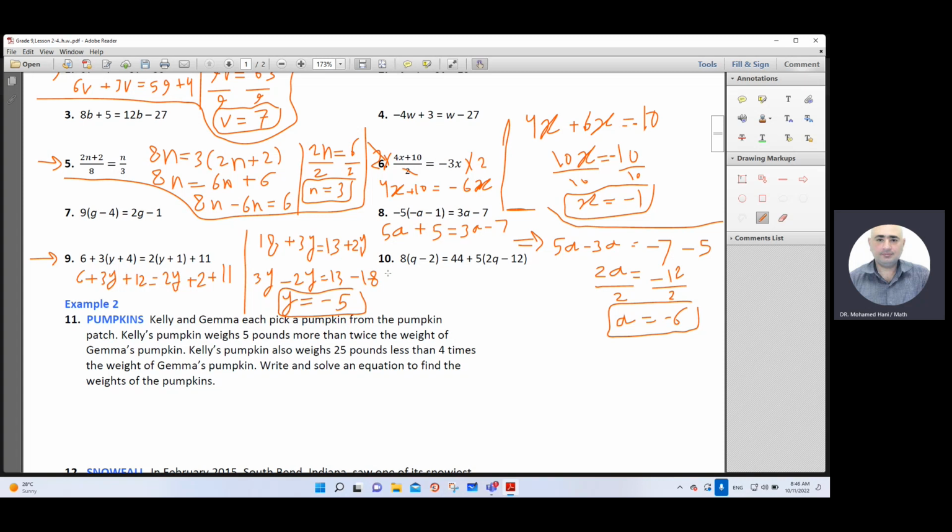The number 10, the same idea. You can do here distribute and here distribute, then add the like terms, then take the constant to the constant and the variable to the variable. Then you can solve the normal equation.